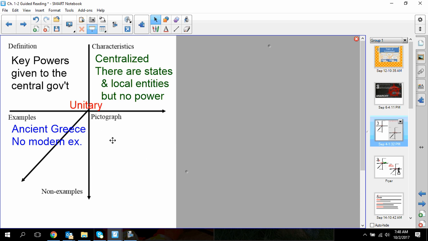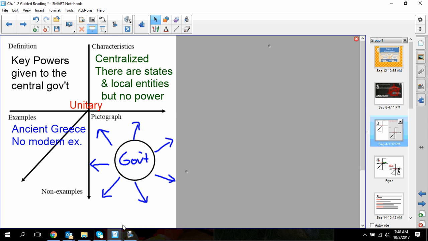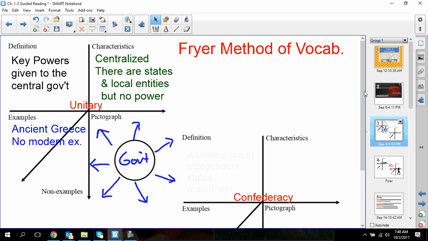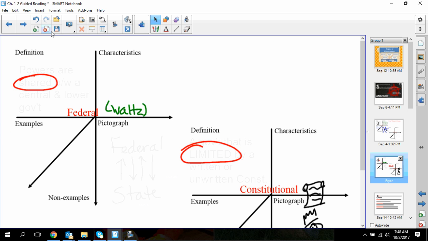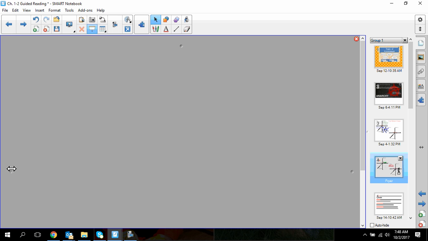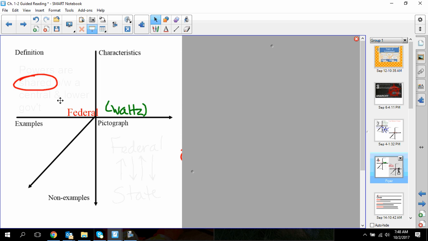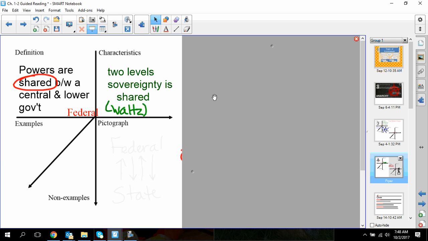It's a unitary whatever. So I kind of have this picture because all the power is held in the hands of the government, and then the power is distributed. To me, the opposite of that, I'm going to flip. To me, the opposite of a unitary government is a federal government, because a federal government divides or shares its power between the different kinds of governments. It's like a waltz. There are 2 levels of sovereignty, and they're shared.